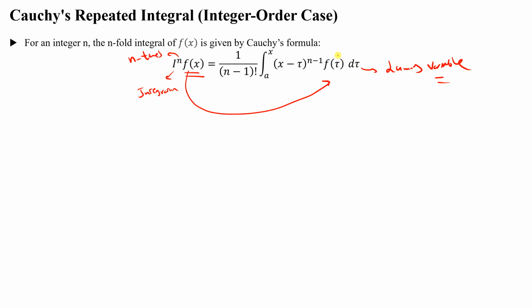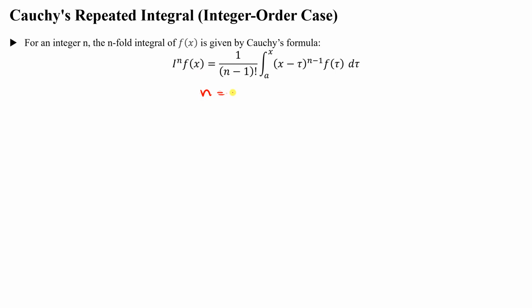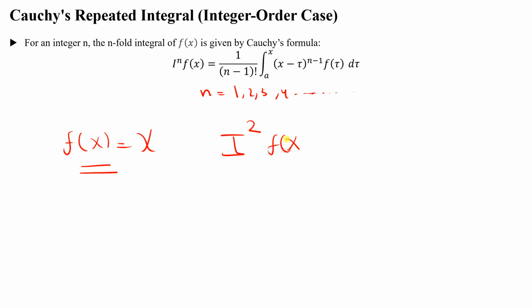I'm going to show you an example right now on how to apply this formula to understand it. This is for n being an integer, let's say 1, 2, 3, 4 and so on. So this is for doing the integration several times. Let me show you how to do this. Let's say we have a function f of x equal to x, a very simple function, and we would like to integrate this function 2 times.